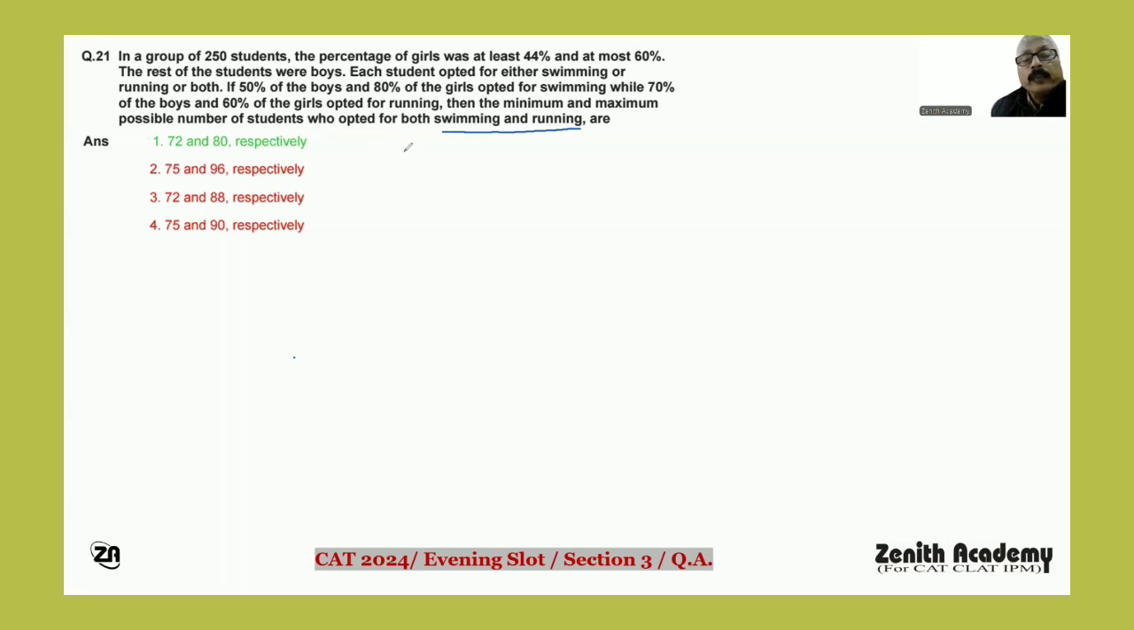Total group students are 250. So here girls and boys. Girls how many? Suppose girls are at least 44%, so this is at most 60% this way. And the rest are boys.